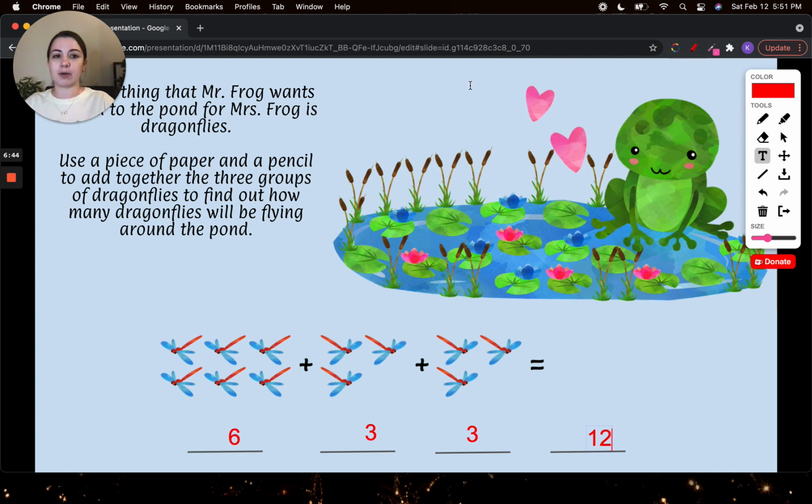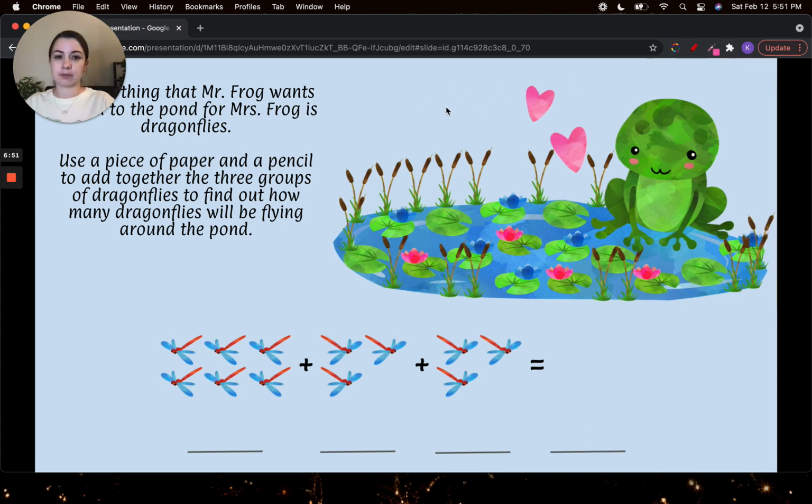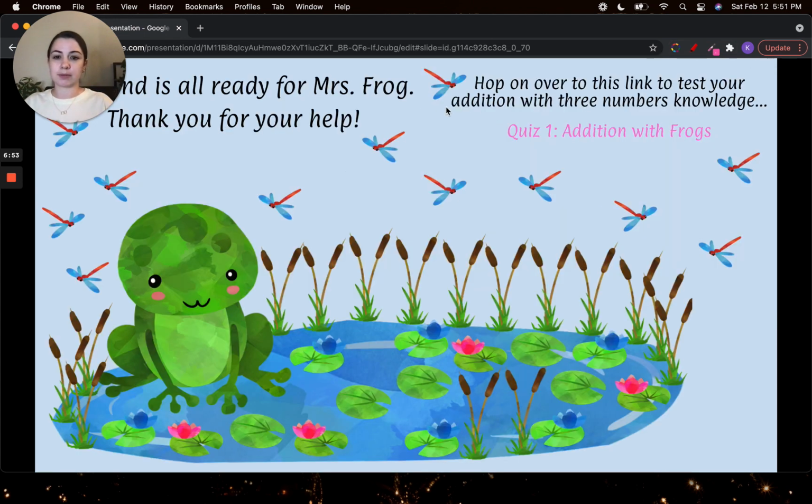Now we are ready to go to the last slide. The pond is all ready for Mrs. Frog. Thank you for your help.